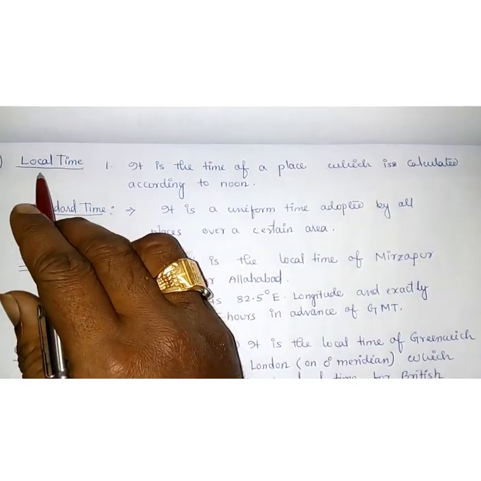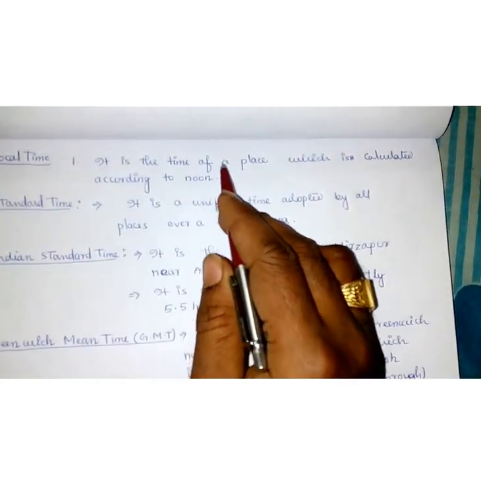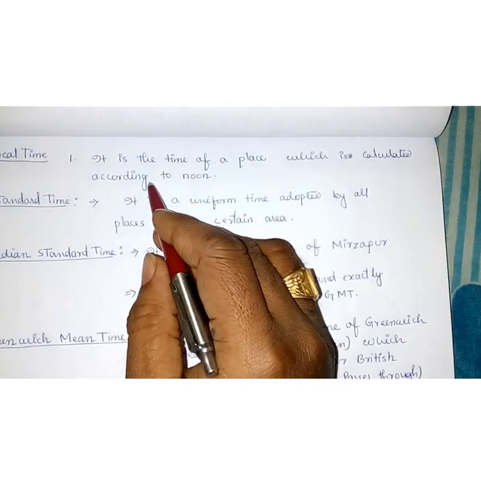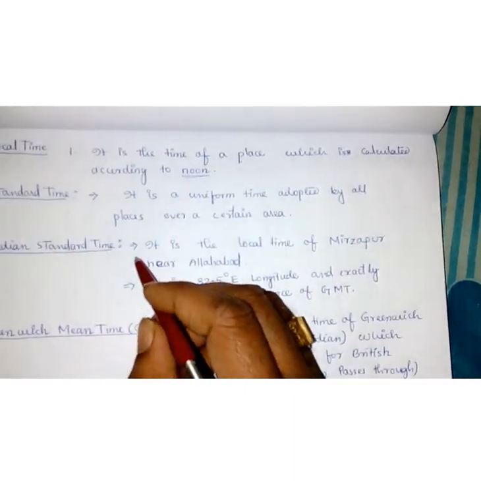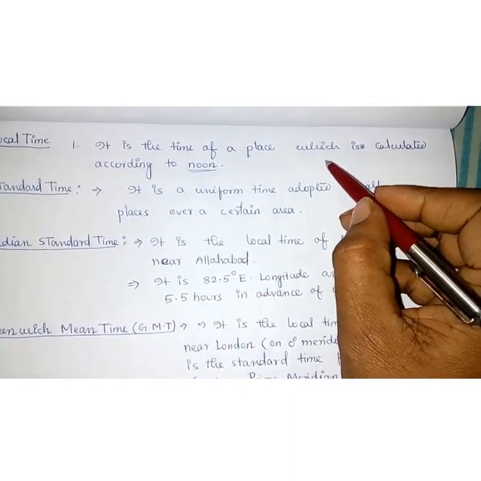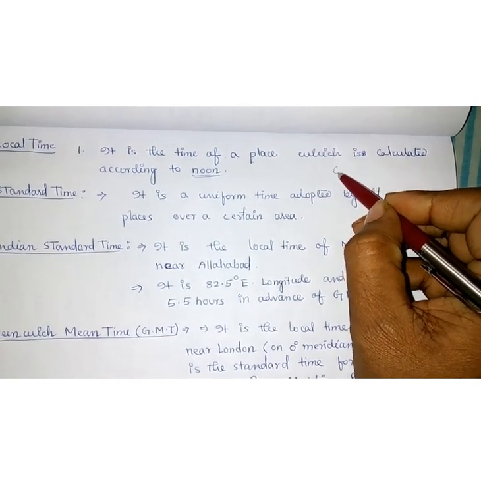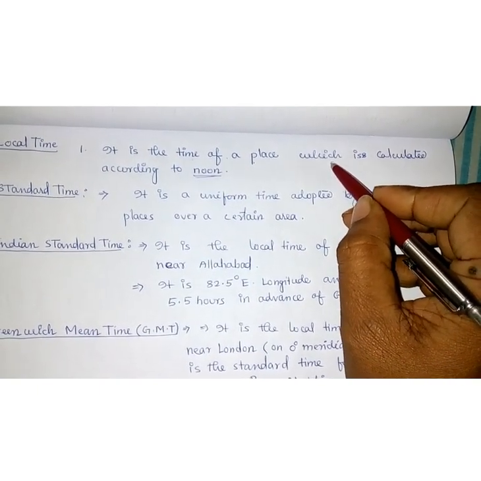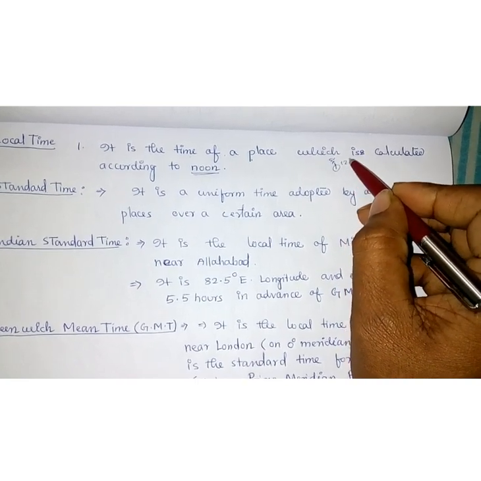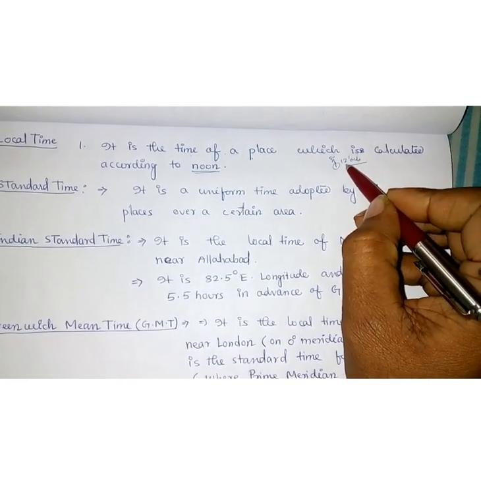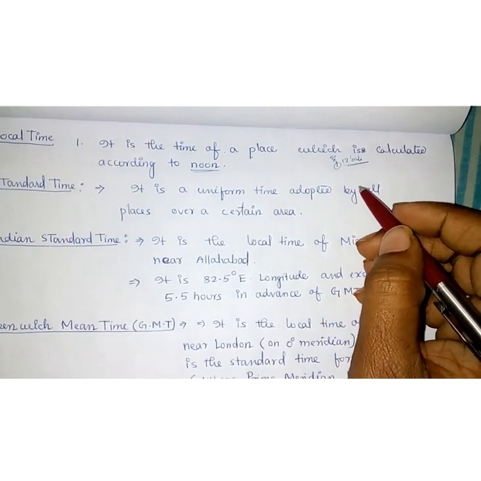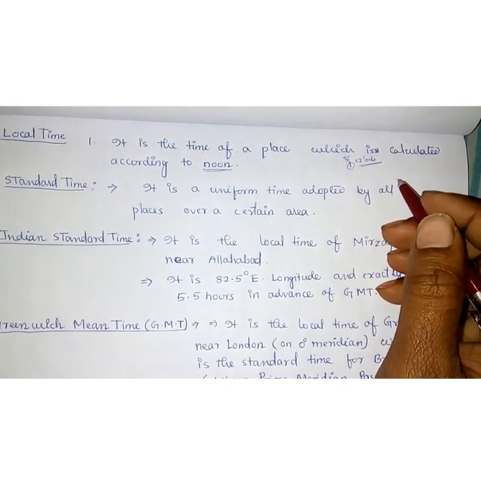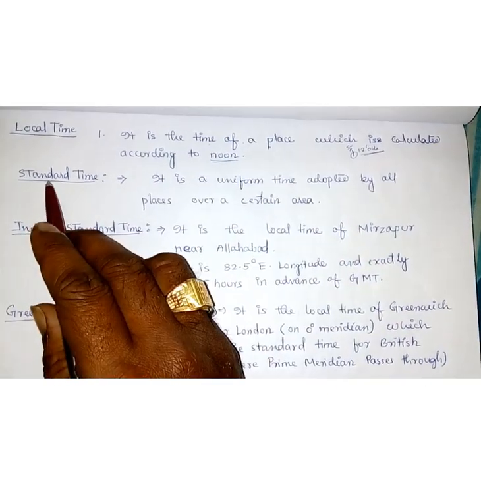Local time. What is local time? Local time is the time of a place which is calculated according to the noon of that place. At noon, where the sun position is highest, we consider it as 12 o'clock. Then we set the clock, and accordingly the time goes on. So this is local time.